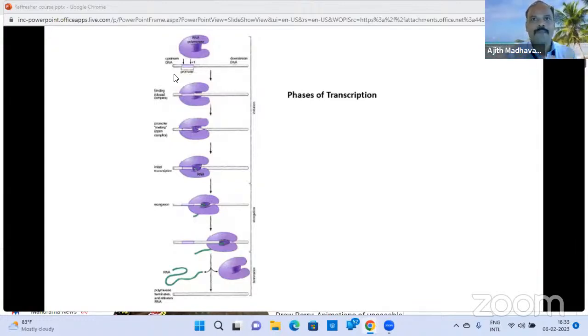Once the polymerase binds to the promoter, moving from closed complex to open complex, it is ready to transcribe, because the DNA is opened up and the 2 templates are opened up. On one of the templates, synthesis is going to happen.